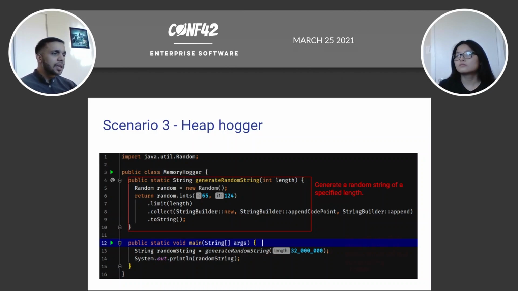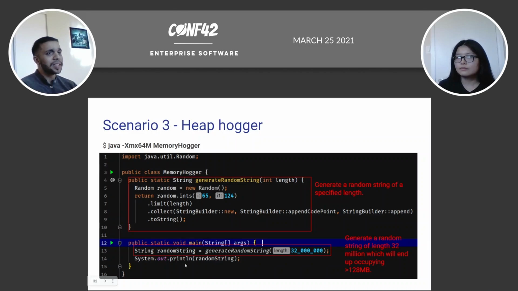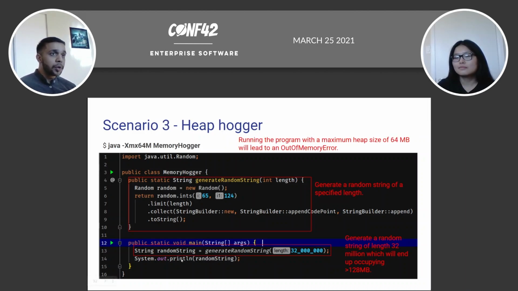What happens if we run the same program with an Xmx value of 64 megs? So we're saying that the maximum allocatable heap space is 64 megs. Based on our calculation, we know for a fact that at least 128 megabytes are needed. So what do you think will happen? The JVM will just go boom. It'll cite an out of memory error and it will say that, hey, I'm not able to allocate the necessary memory to do what you asked me to do.